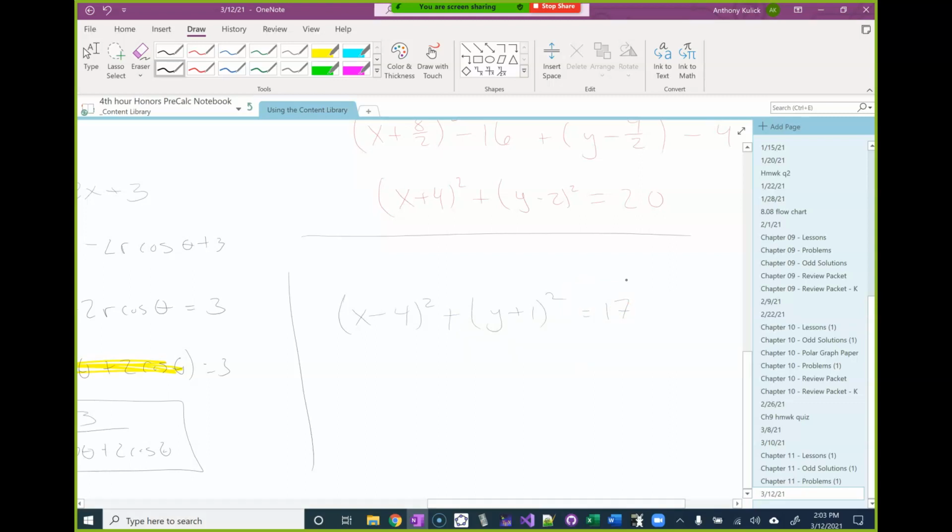So I'm just going to start by foiling this stuff out. Remember, x minus 4 squared is x minus 4 times x minus 4. Same thing with the y plus 1 squared. Is that cool? Okay. So I'm going to subtract the 16 and 1 from both sides. And then I'm going to do a little bit of rearranging. So when I subtract the 16 from both sides and the 1 from both sides, I just get 0 on the right-hand side. You good with that?